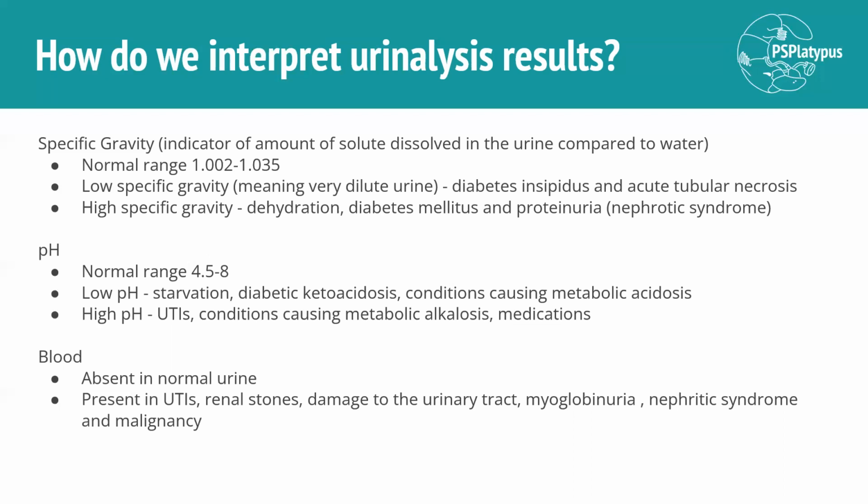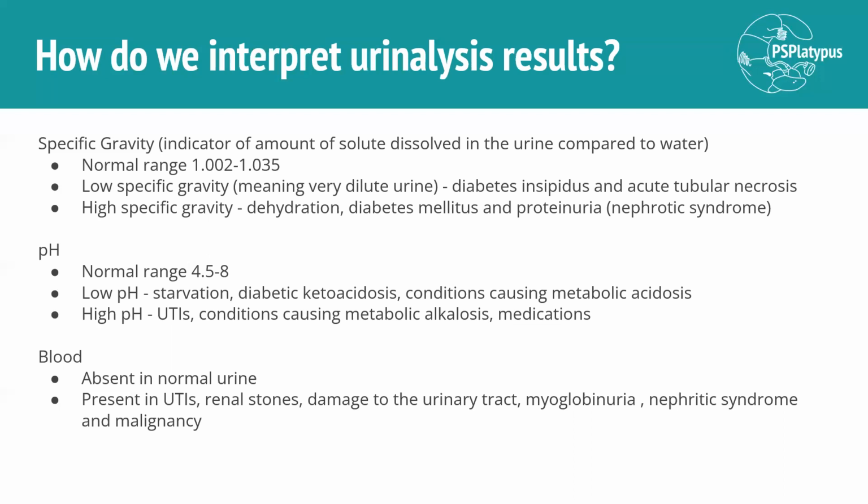The normal range for pH in urine is 4.5 to 8. Lower than this might indicate starvation, diabetic ketoacidosis, and conditions causing metabolic acidosis. High pH, on the other hand, can indicate UTIs, conditions causing metabolic alkalosis, and medications.